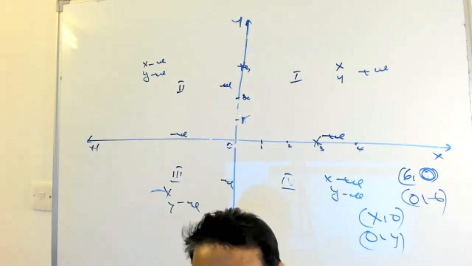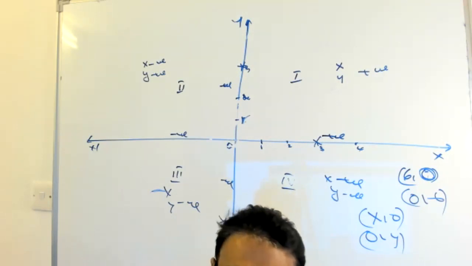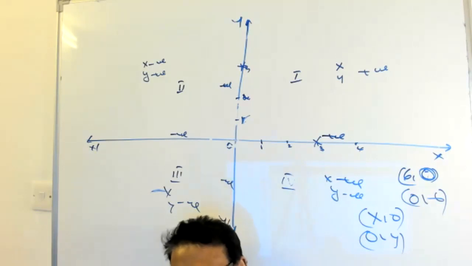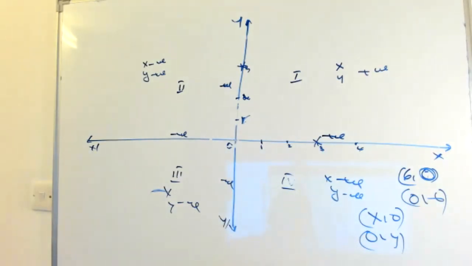(2, 1), which quadrant? First quadrant. (1, 2): first quadrant. (2, 0): x-axis. (0, 2): y-axis. (-1, -1): third quadrant. Okay, so now write the note.